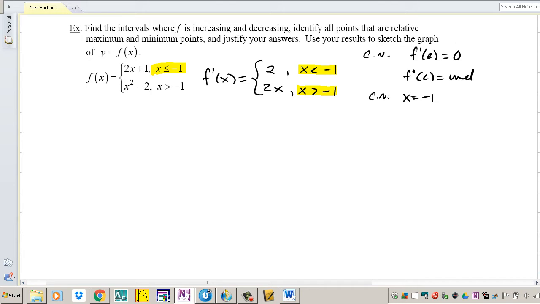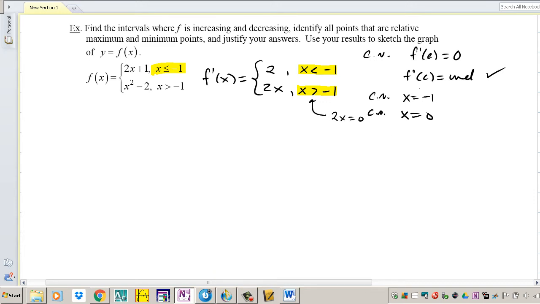So that checks off the undefined part. Now let's go ahead and do the derivative equals 0. We need to set this derivative equal to 0, but which one do we set equal to 0? We have to set the one that contains 0 in its domain. 2x is equal to 0. If you notice, 0 belongs in this domain, so we need to plug it in there. So 2x is equal to 0, which means x equals 0 is our other critical number.